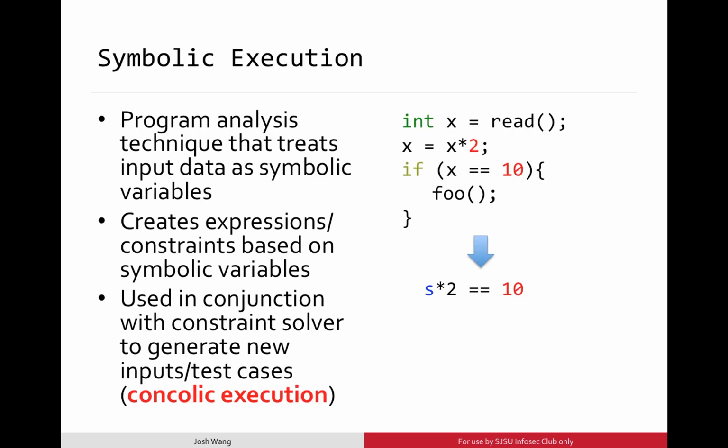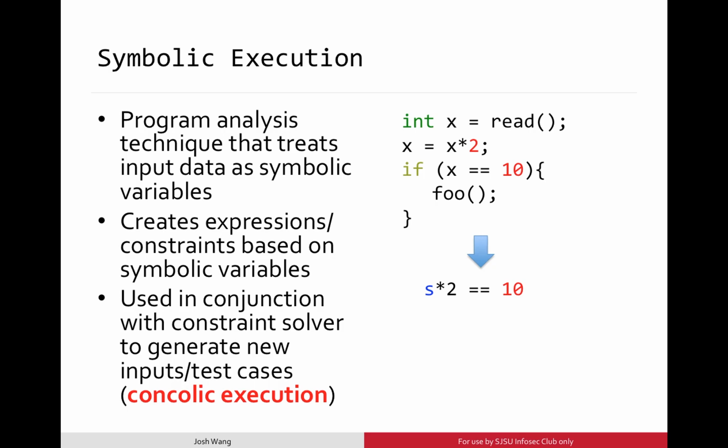So we generate constraints using a technique called symbolic execution. Symbolic execution is a program analysis technique that treats input data as symbolic variables rather than concrete values. So if we look at the code on the right, the pseudocode, basically what this code does is it reads a value from standard in, and then x is equal to that value, right?